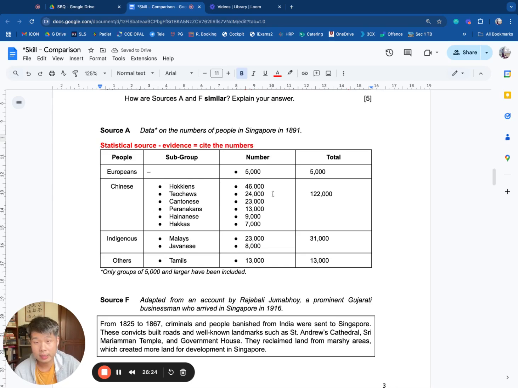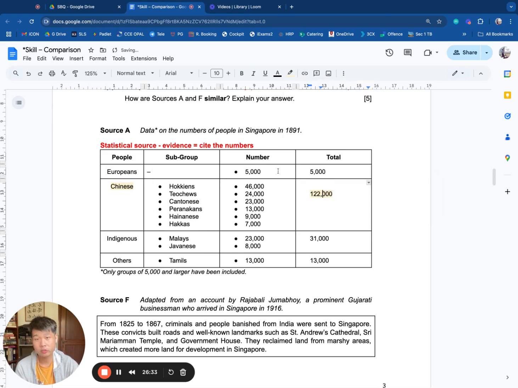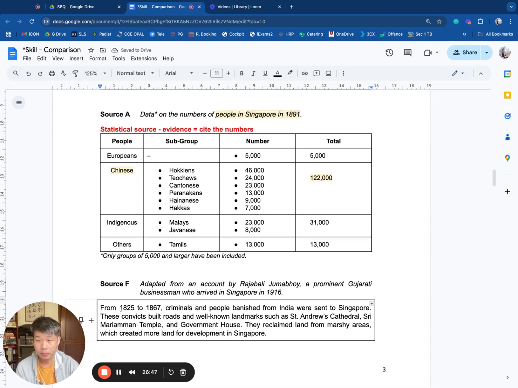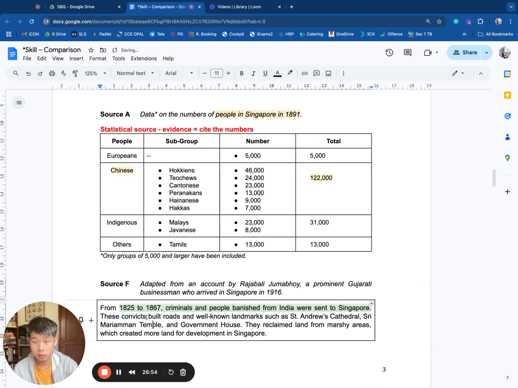And I can see here that, well, it looks like the lion's share of migrants seem to be Chinese. So many Chinese migrants are coming. Of course, it's very diverse. There are also Europeans, and also indigenous people. But it seems like the lion's share of people in Singapore are the Chinese at this point. Okay. And here it says, criminals from India were banished from India to Singapore. They built well-known roads and landmarks, and they reclaimed land.